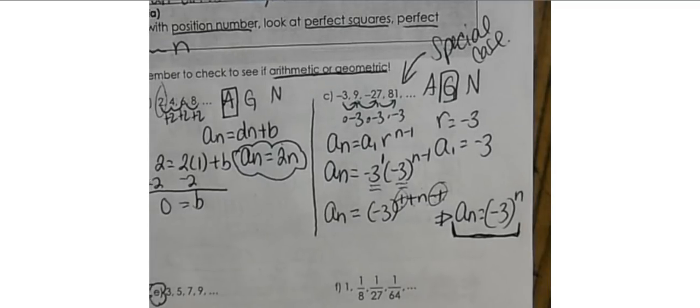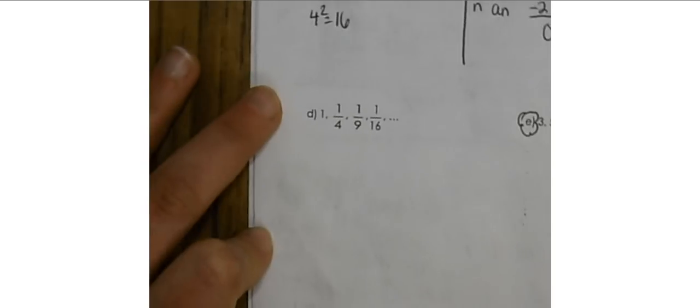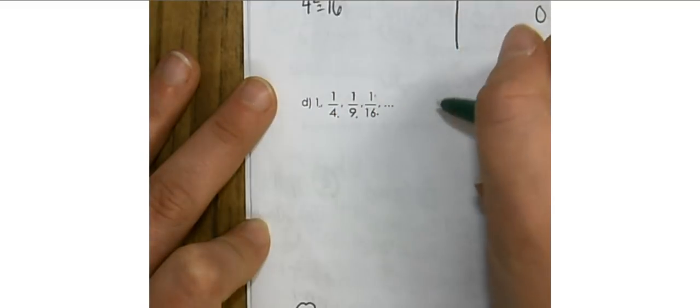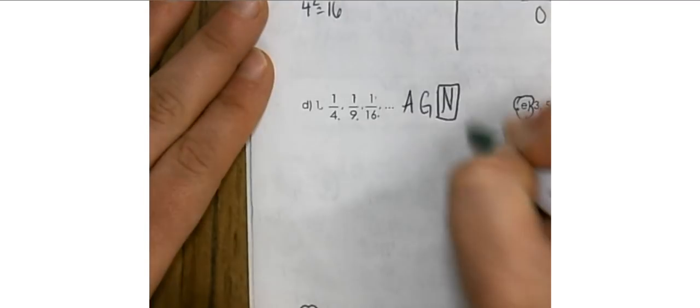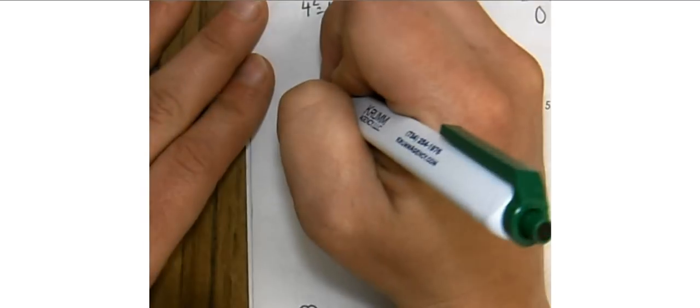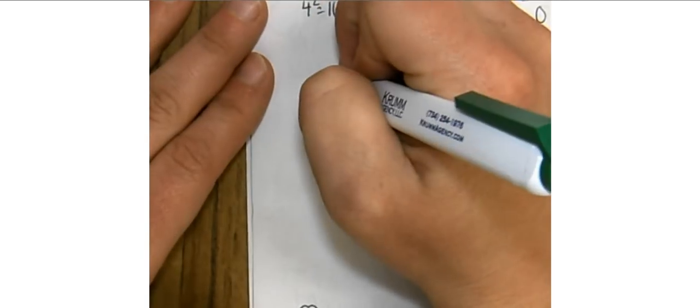Let's go ahead and look at letter D. For letter D, I have 1 over 4, 1 over 9, 1 over 16. Well, clearly we're not going to be multiplying or dividing the same number each time to get to the next values. We're certainly not adding or subtracting, so that tells me that this is going to be a neither situation once again. And I know that whenever it's a neither, one strategy is to put your position numbers just above it. So I'm going to put 1, 2, 3, and 4 just above my values.